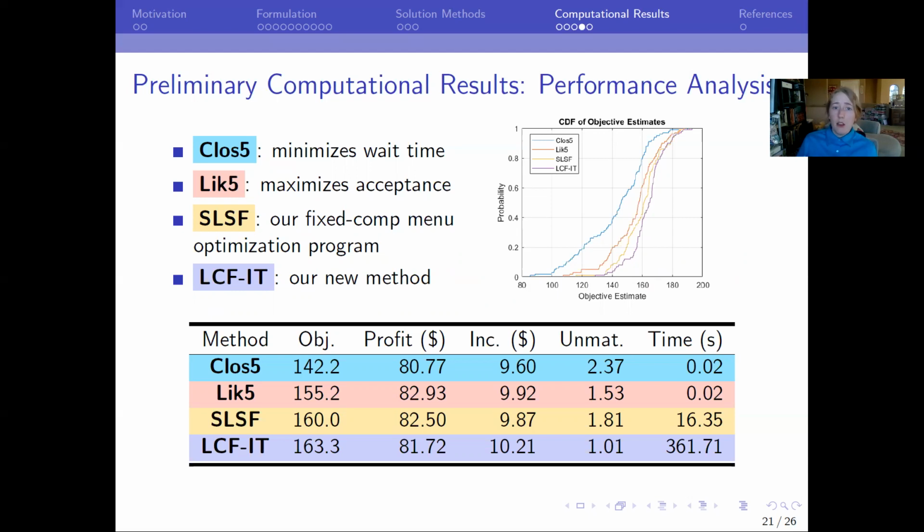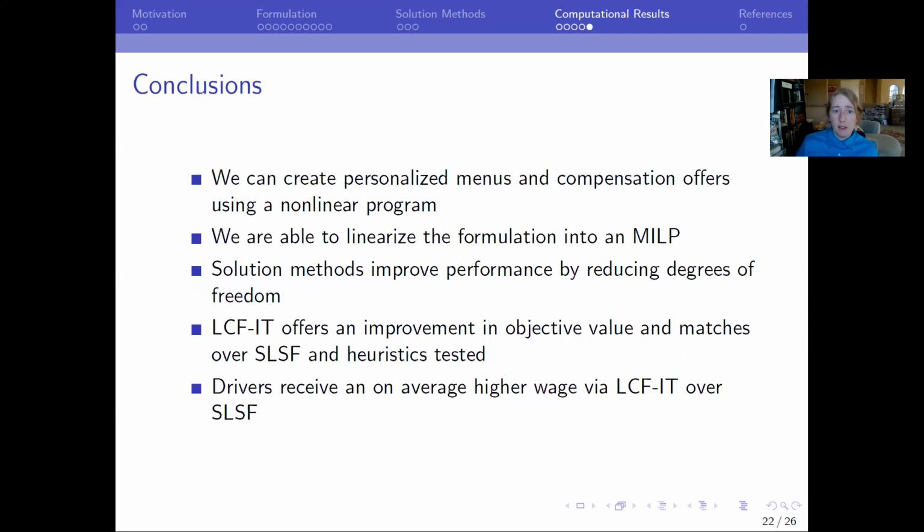The profit is slightly lower, but it makes up for that with a higher expected driver income, which is the next column, and a significantly lower number of unmatched requests. The trade-off, however, is that it does take significantly longer to run compared to the other methods.